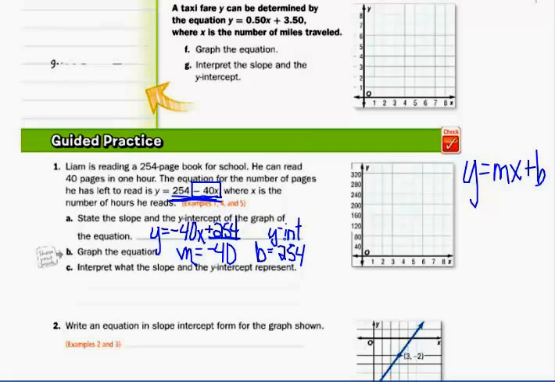Okay, if we were going to graph this equation, we would start up here on 254, which would be a total guess, but about right here. And the slope is negative 40, which means you'd go down 40 over 1, down 40 over 1, down 40 over 1. And again, big numbers are kind of hard to graph, but that's what that would mean. Okay, example 2.